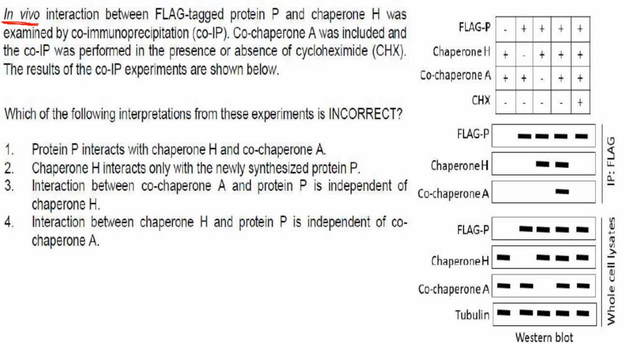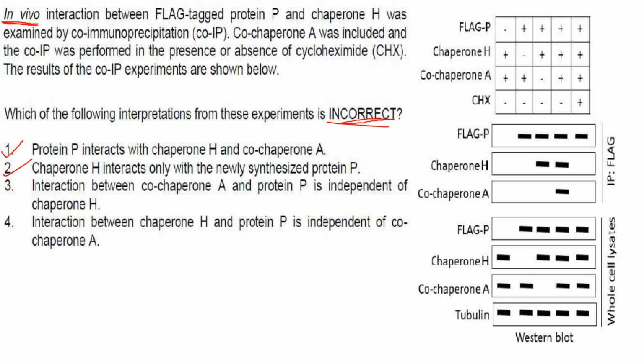Now coming to the statements. Again you have to see for the incorrect statement. Protein P interacts with chaperone H and co-chaperone A. Of course, when both are present and protein P is not there, there is no band. Okay, so one is correct. Chaperone H interacts only with the newly synthesized protein P. I told you when cycloheximide is added. So that is also correct.